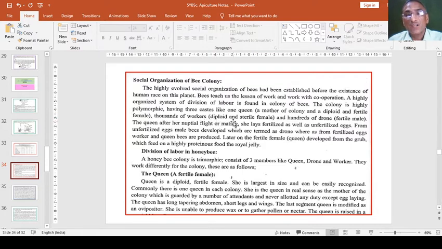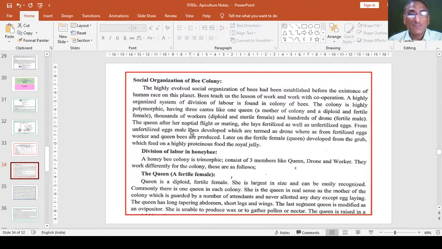They are diploid and sterile females. They cannot lay eggs, but they are females. Their organs are not able to develop the eggs. Therefore, they are called diploid and sterile females. And hundreds of drones. Drones are fertile males. They are male but able to fertilize the female.